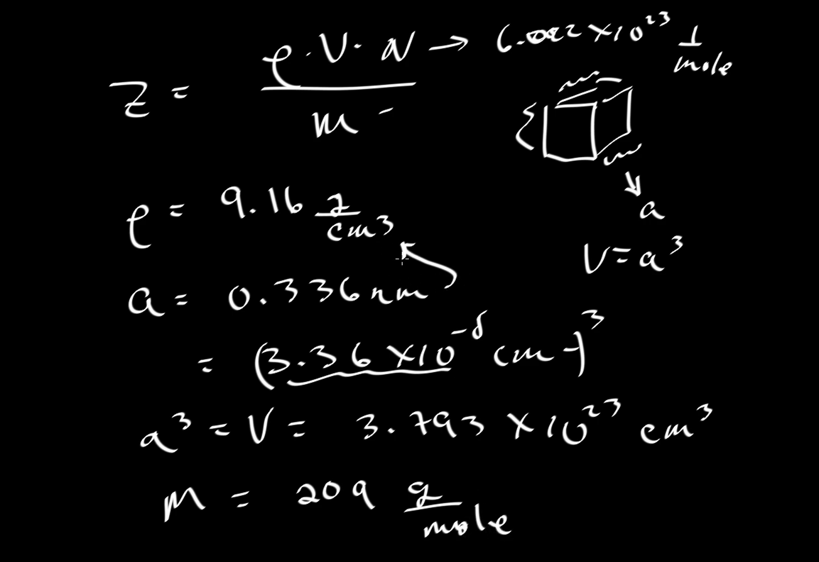So we're going to erase the chalkboard. What is Z? Z is equal to 9.16 grams per cubic centimeter, and then that will be multiplied by 3.36 times 10 to the minus 8. Oh, that's not what we want. Not 3.36. We want the volume.